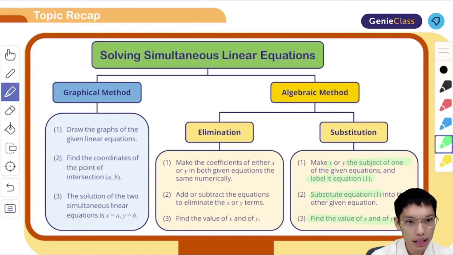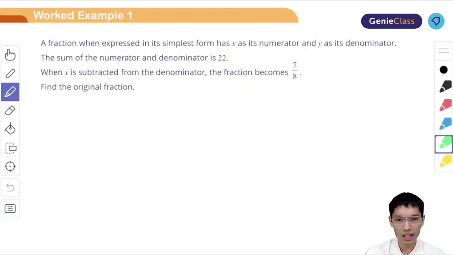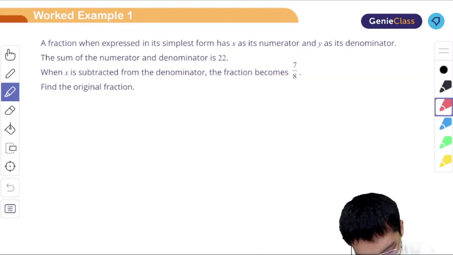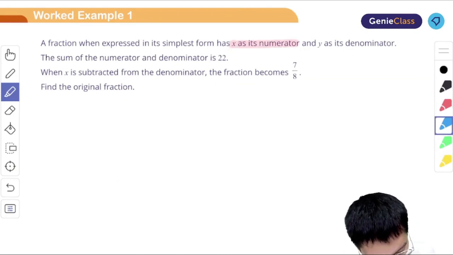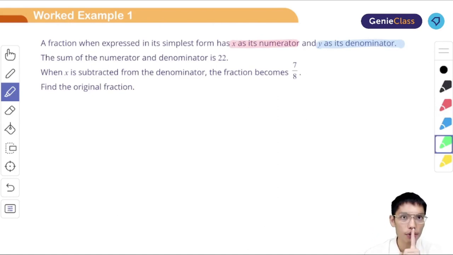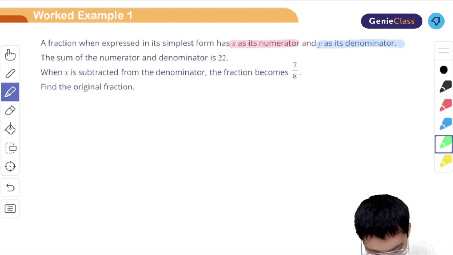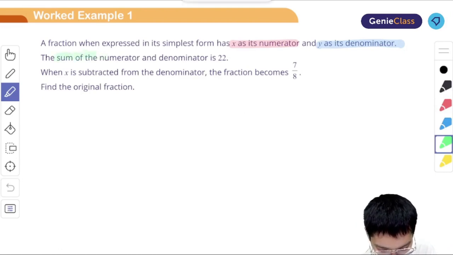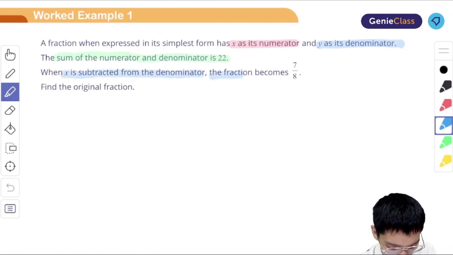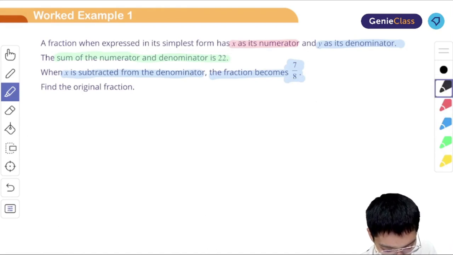Again, sometimes the questions may not be so straightforward, and the equations may not just be given to you straight. They can give it to you in the form of a question. It looks very confusing, but that's where we read it carefully. So, what they tell you over here: a fraction when expressed in the simplest form has x as the numerator, y as the denominator. The key information over here: simultaneous linear equations, we need to form my equations. They tell you the sum of the numerator and denominator is 22. And the other information: when x is subtracted from the denominator, the fraction becomes this. And then find the original fraction.